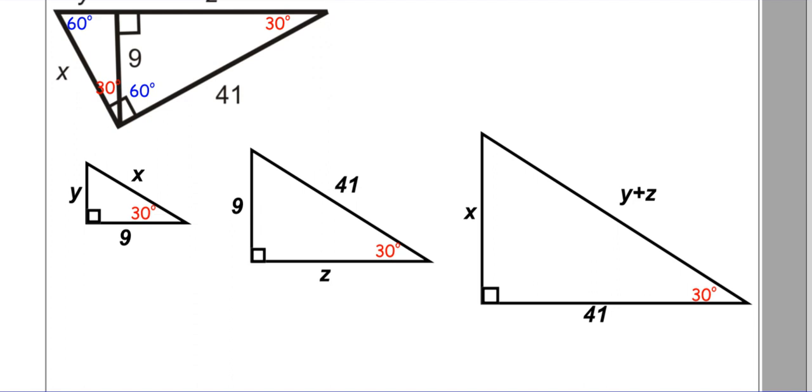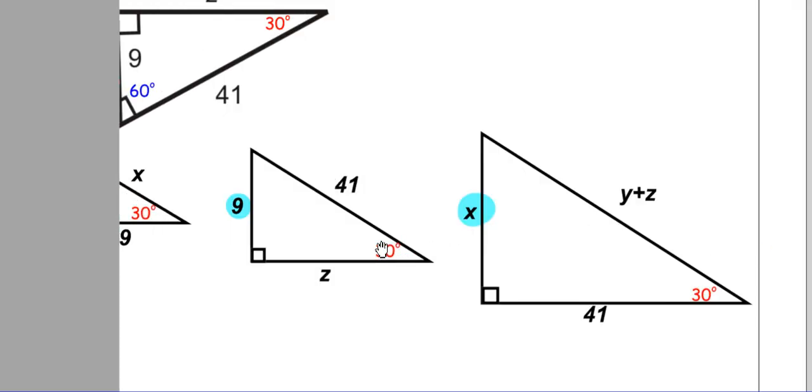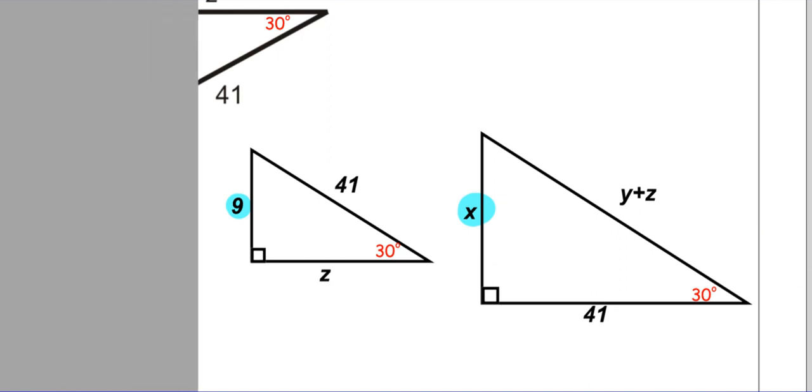Well, I can't work with this triangle because it corresponds with y, and that's two variables. But I can use this one. I'm going to ignore the small triangle right now. I'm just working with these two. Again, what I need is another set of side lengths, one from each triangle, to match.